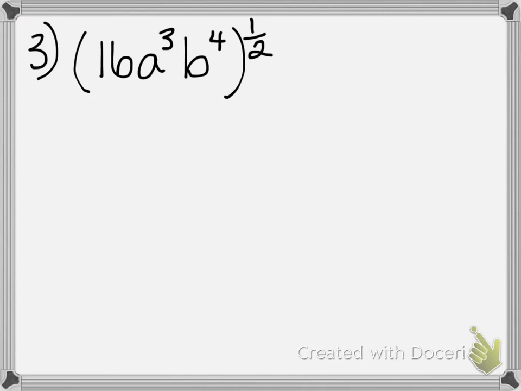So first what I'm going to do is I need to do my exponent rule of having a power raised to a power. Please remember that this is 16 to the 1st power. So I'm going to distribute that 1/2 to the 16, to the a, and to the b. Okay? So now I'm going to have 16 to the 1/2 power because 1 times 1/2 is 1/2.